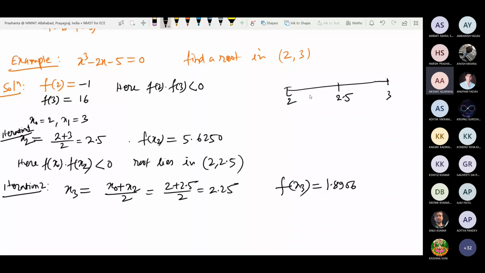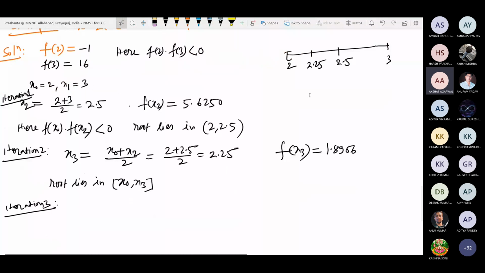So it is 2.25. In which subinterval is the root lying? Sir, 2 to 2.25. Okay. So the root lies in x0 to x3. So iteration 3, and so on. You got the idea. So this is how you will be doing it.